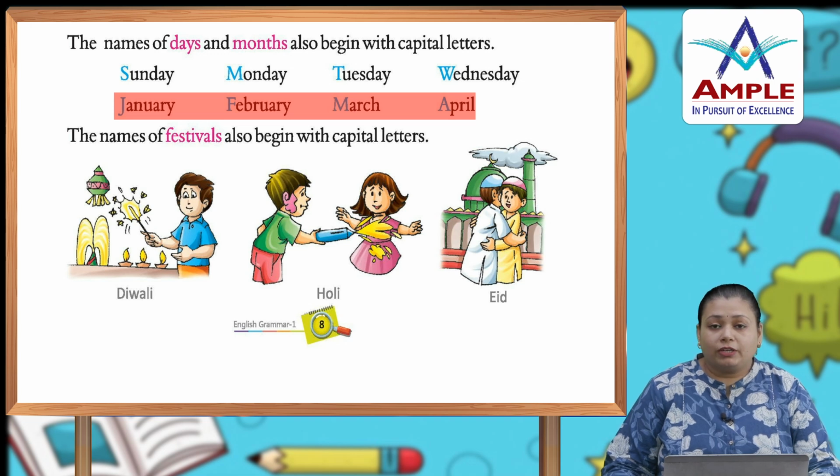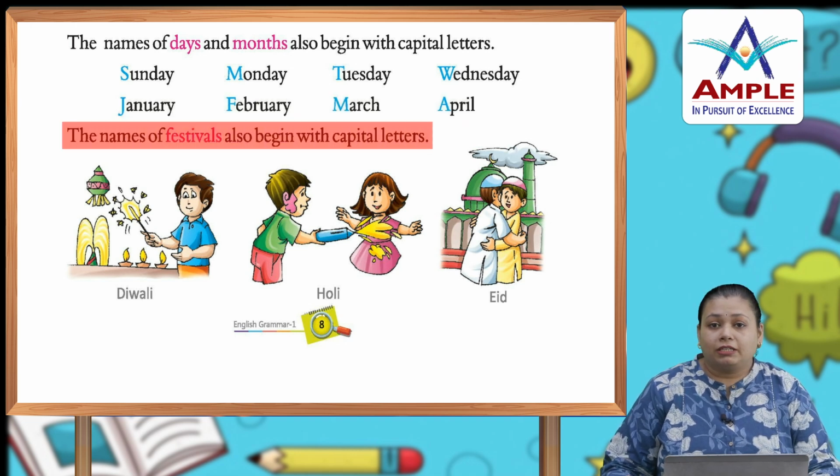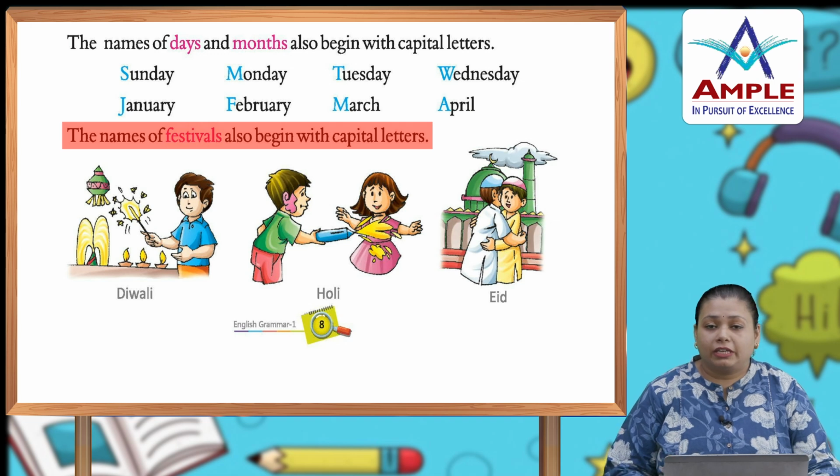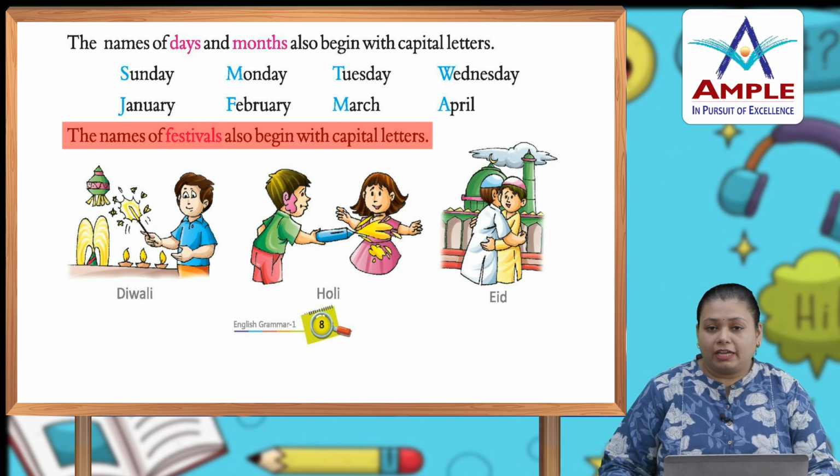Okay. So when you write down anyone's name or any place name, you have to start it with a capital letter. Now the names of festivals also begin with a capital letter. Capital letters are not only for names and places, not only for the months and days, it's also for festivals. Okay. Diwali, Holi and Eid. As you can see, every word starts with a capital letter.